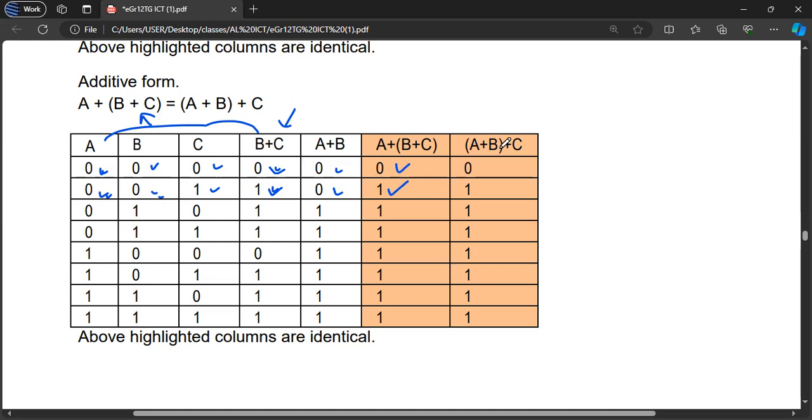Then within brackets we have A plus B, which is this, and you need to add that with C using the OR logic. So 0 plus 0 is going to give you 0. Then here 1 plus 0 is going to give you 1.